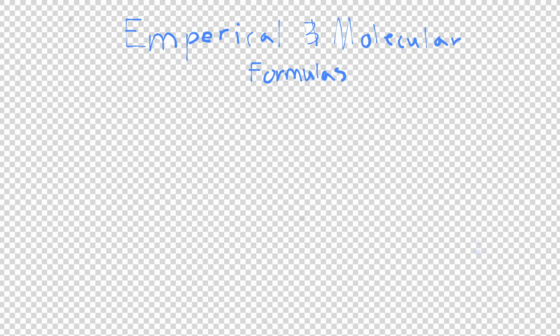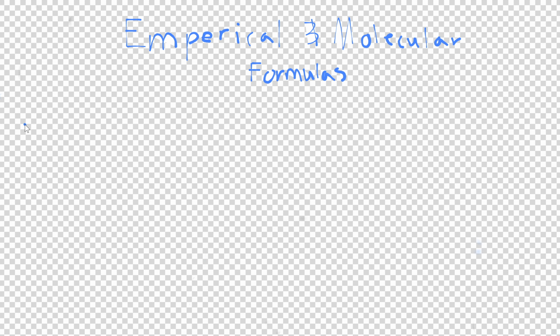Let's begin. So, the empirical and molecular formulas are found in chemistry to write equations. These are two different formulas used for two different things. One of those ways is to showcase how a specific equation is supposed to look, and the other is a more simplified version, if you would say, of that same equation. So, let's give some examples.